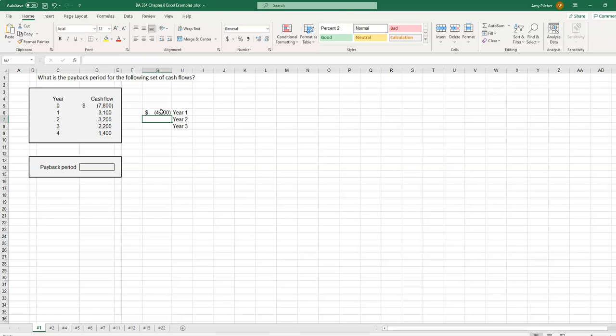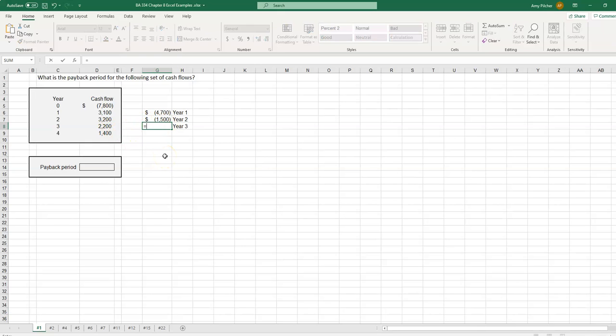So we will take the value at the end of year 1 and add the cash flows from year 2. At the end of year 2, we have $1,500 left until we pay back this project. In year 3, we are going to make more than $1,500. So we know that this is going to be paid off sometime in year 3. To calculate the exact time in year 3 that this will be paid back, you take what is left at the end of year 2 and divide it by the cash flows from year 3.